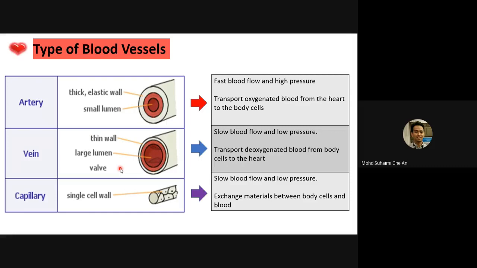And then the last one is the capillary, just the exchange of materials between the body cells and blood, and also in the middle of the artery and vein. They have slow blood flow and low pressure, and they are very thin because they are very small. It's just like a single cell wall. When you look at your fingers, you can see a green color, like a tube. This is a blood capillary, so it's very, very small compared to the artery and vein, whose size is bigger.